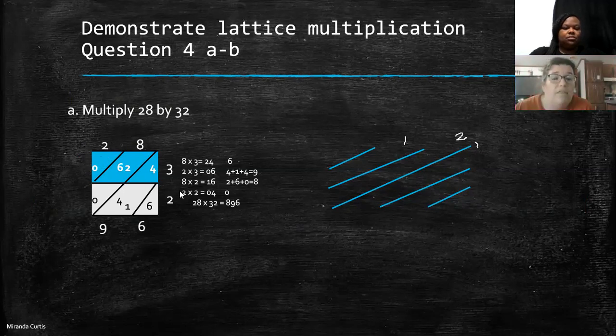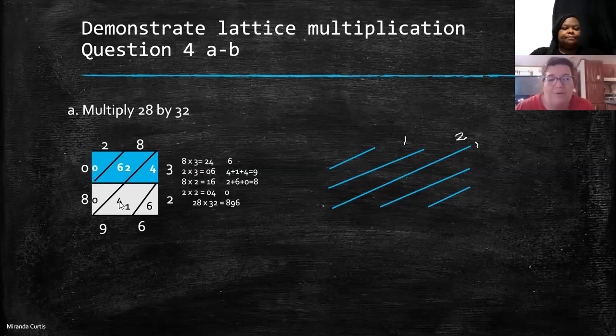Okay. And then we're going to come to the next one, and we're going to go 8 times 2 is 16. Make sure you put your 1 up the top of your square. It really does help. And then 2 times 2 is 4. Again, your 0. So when we come around, we're going to bring down our 6 because we're going to add. We're going to go 4 plus 1 plus 4 is 9. We're going to bring our 9 down at the end of our lattice. And then we're going to go 6 plus 2 is 8. We bring that down. And then you bring down your 0 because there was nothing there to add.